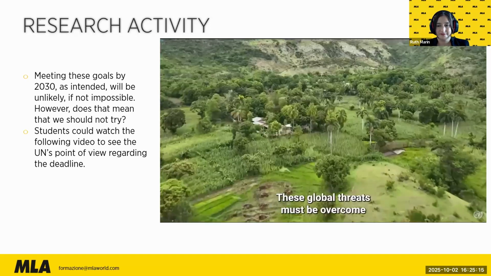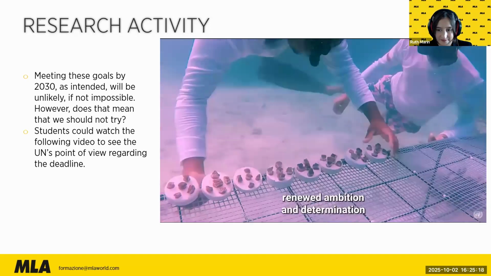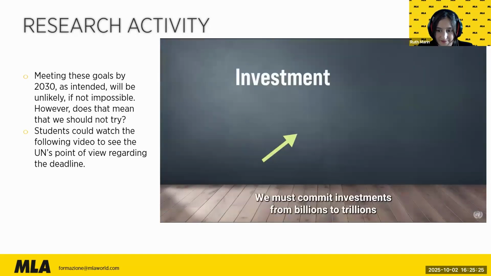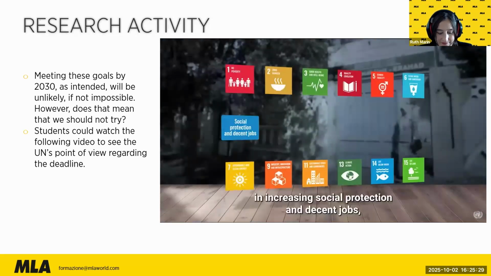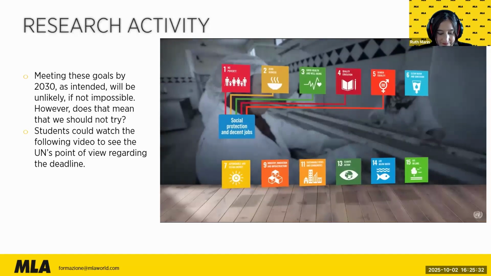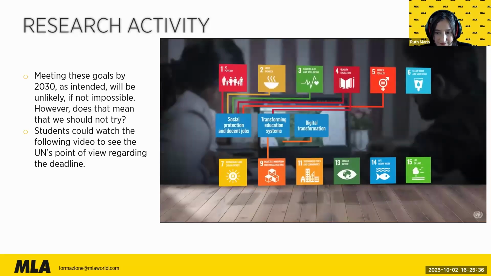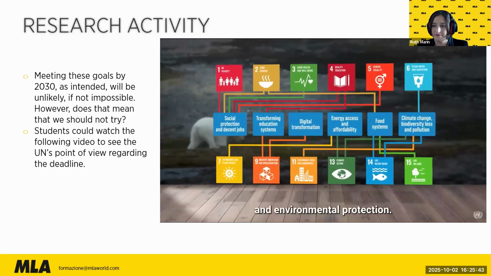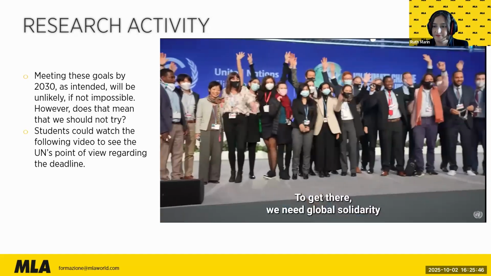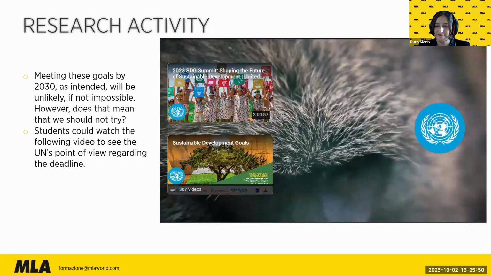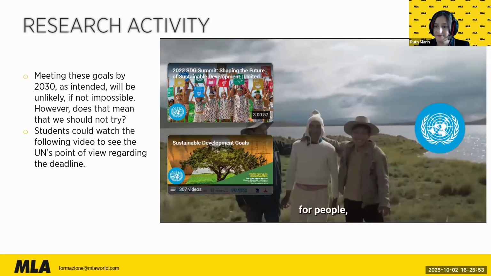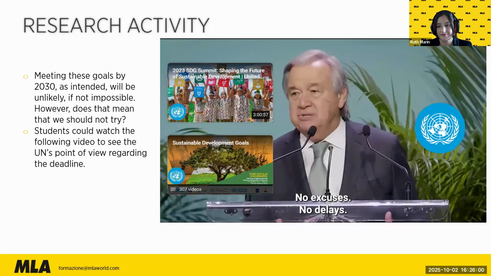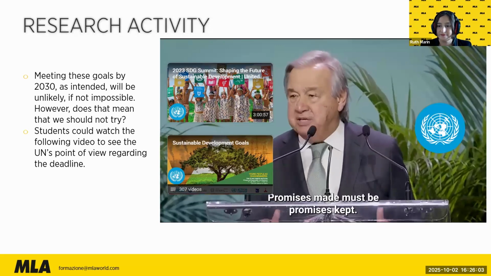These global threats must be overcome with smarter solutions, renewed ambition and determination, and recognition of what has not succeeded in the past. We must commit investments from billions to trillions in increasing social protection and decent jobs, transforming education, digitalization, energy transition, food system transition, and environmental protection. To get there, we need global solidarity for the planet, for people, for generations to come. No excuses, no delays. Promises made must be promises kept.